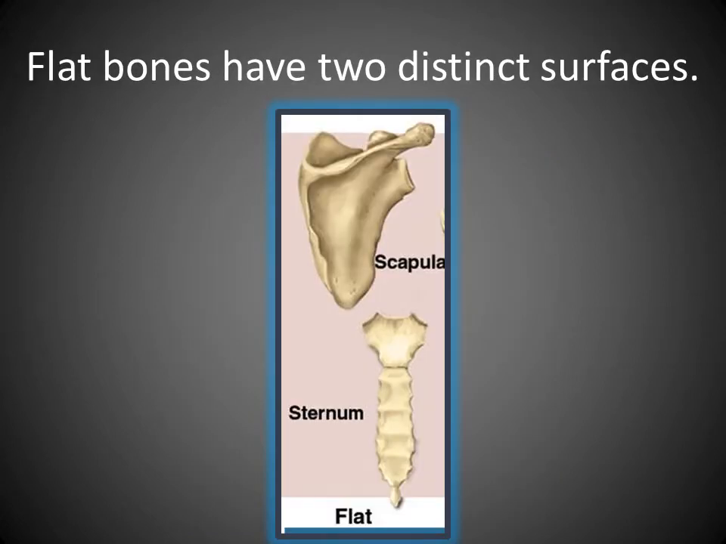Flat bones are characterized by the presence of 2 distinct surfaces. The name flat might be a bit misleading because not all flat bones are perfectly flat. For example, bones such as the parietal and temporal bones in the skull are flat because they have 2 distinct surfaces. Other examples of flat bones that do appear to be very flat are the sternum and the scapula.